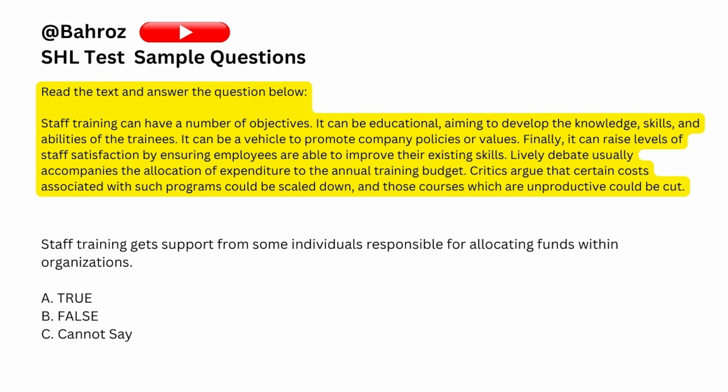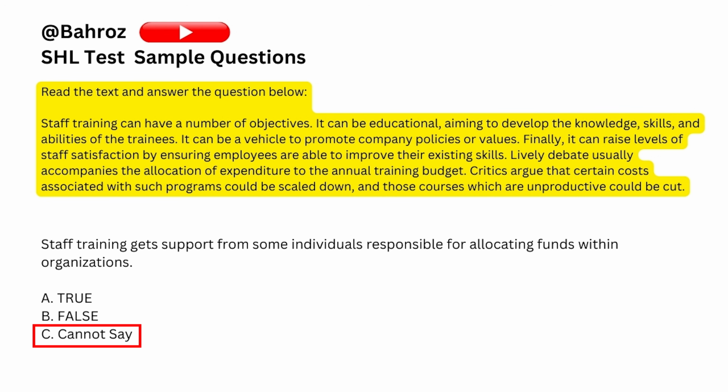Next question. Staff training can have a number of objectives. It can be educational, aiming to develop the knowledge, skills, and abilities of the trainees. It can be a vehicle to promote company policies or values. Finally, it can raise levels of staff satisfaction by ensuring employees are able to improve their existing skills. Lively debate usually accompanies the allocation of expenditure to the annual training budget. Critics argue that certain costs associated with such programs could be scaled down, and those courses which are unproductive could be cut. Staff training gets support from some individuals responsible for allocating funds within organizations.